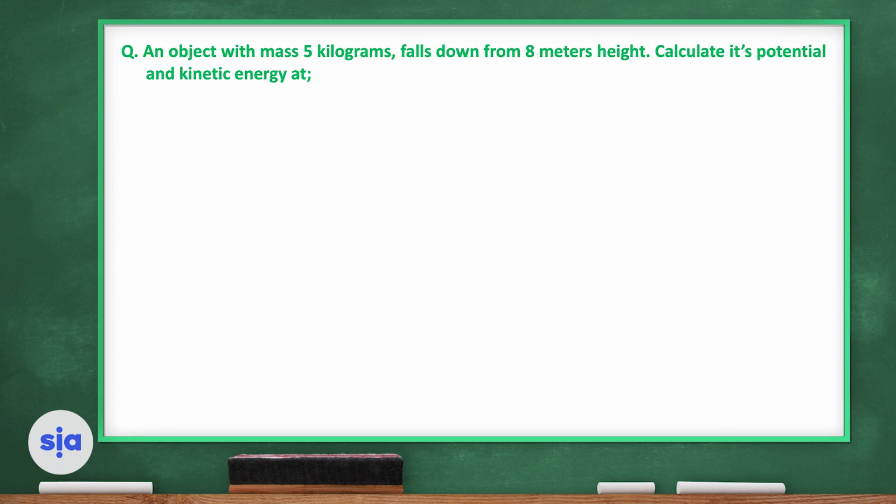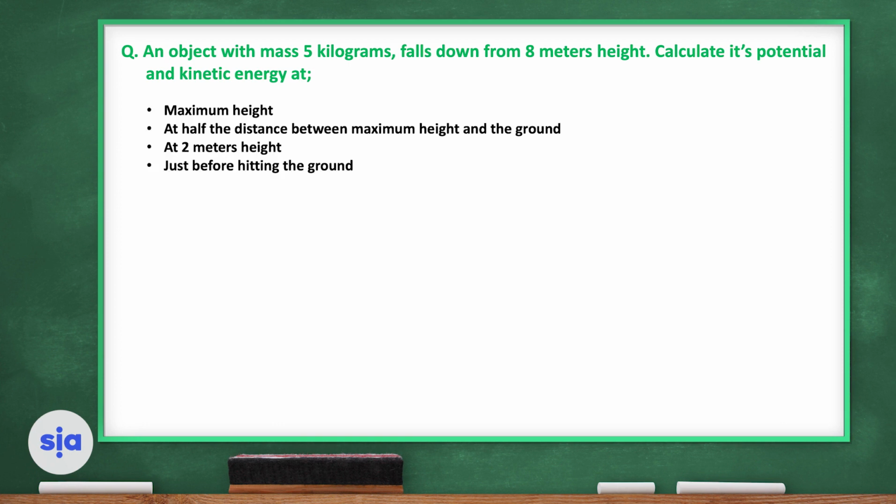Look at this problem. An object with mass equal to 5 kilograms falls down from 8 meters height. Can you calculate its potential and kinetic energy at maximum height, half the distance between maximum height and the ground, 2 meters height, and just before hitting the ground?